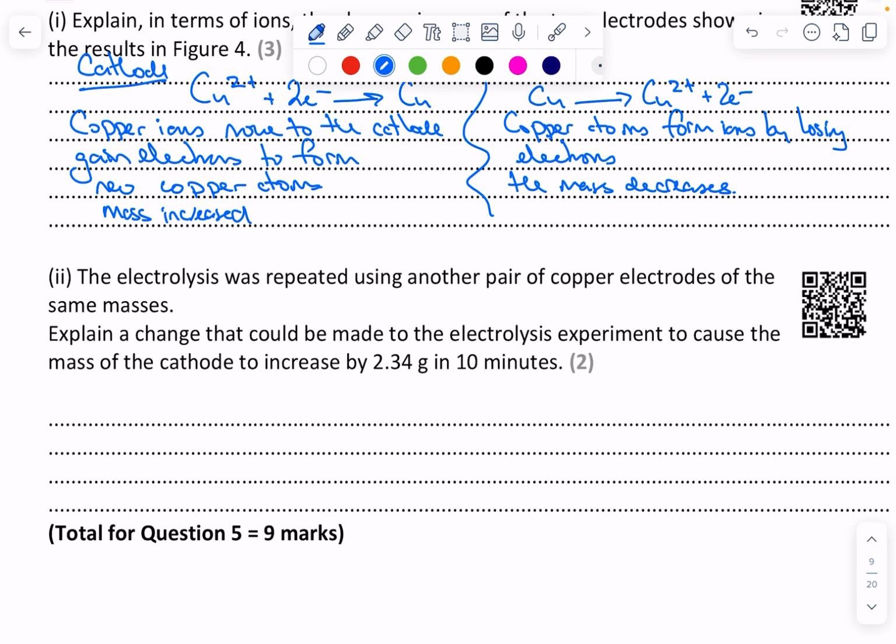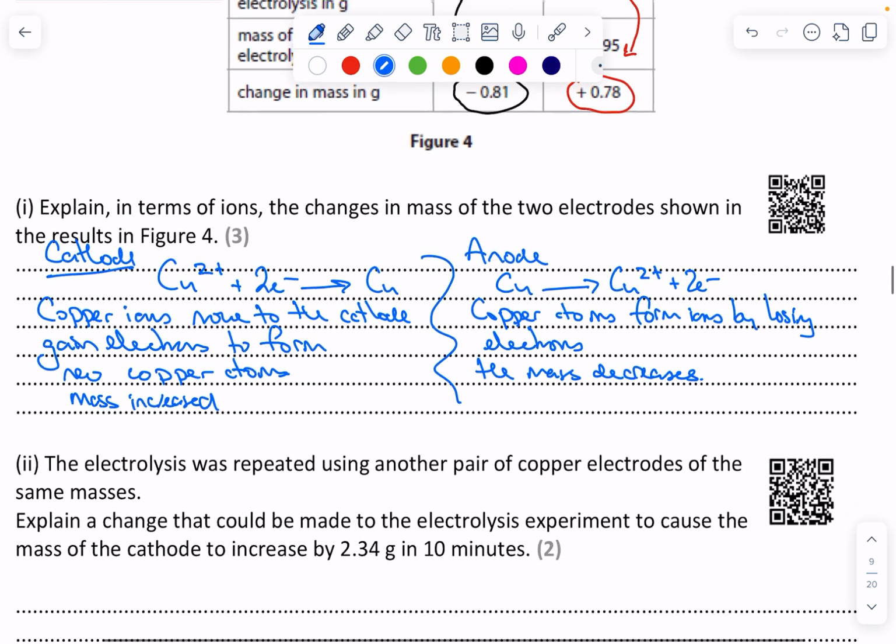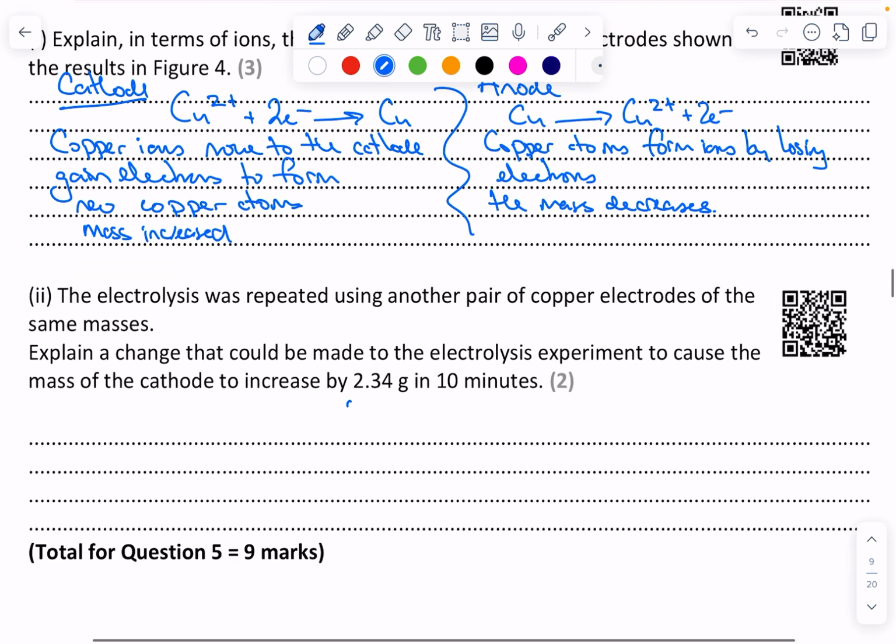In electrolysis, repeated using other pair of copper electrodes, state the change that could be made to the electrolysis experiment in order to cause the cathode mass to increase. So if we have a quick look at this, we had a mass initially of 0.78, and what they're trying to do, let's just work that out. They want it to go to 2.34 divided by 0.78. So that's actually, they want that to increase by 3 times.